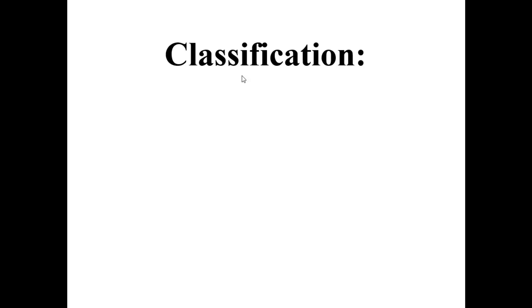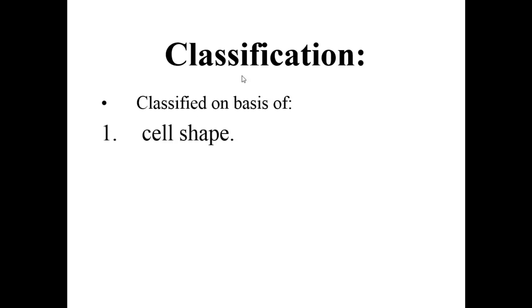Okay, let us go now to the classification of epithelial tissue, and this will take a great part of the talk. Usually we classify epithelial tissue on two bases. Number one, on the basis of the cell shape, and number two, on the arrangement. What does it mean, the shape and the arrangement? How can we use these two features to classify epithelial tissue?